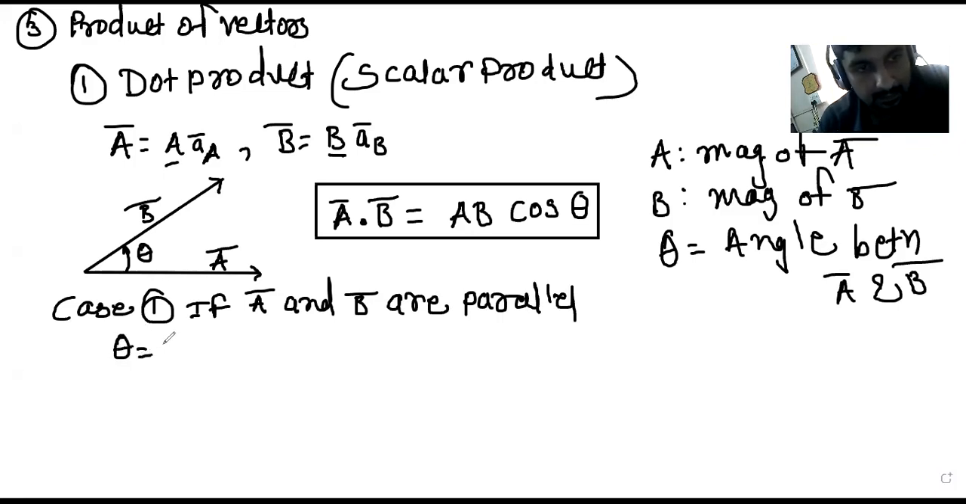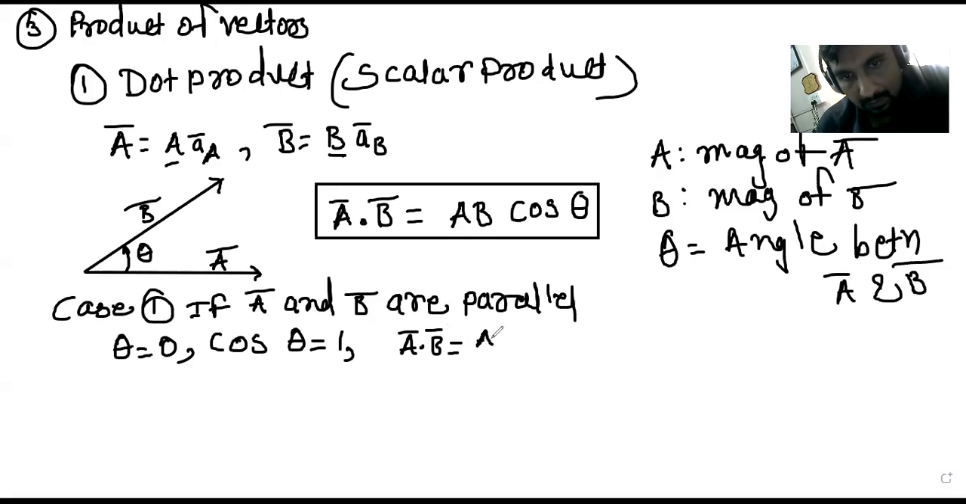Zero. Yes, correct. Theta is equal to zero, and that means cos theta is equal to one. Correct. If cos theta is equal to one in this expression, what would be the dot product? A bar dot B bar is equal to AB. This is the first case. Now the second case, case 2: if A bar and B bar are perpendicular.